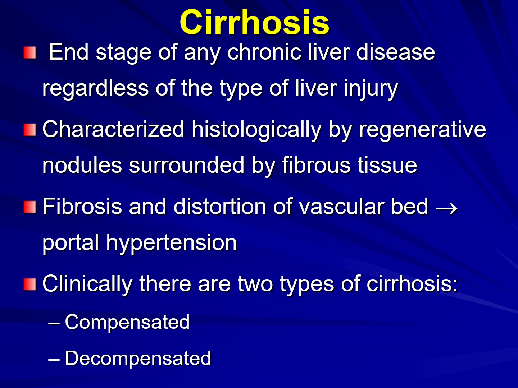Cirrhosis is the end stage of any chronic liver disease, regardless of the type of liver injury. It is histologically characterized by regenerative nodules surrounded by fibrous tissue. This fibrosis and distortion of the vascular bed within the liver will lead to portal hypertension. And clinically, we have two types of cirrhosis. One is compensated and one is decompensated, and this will be explained later on during this session.